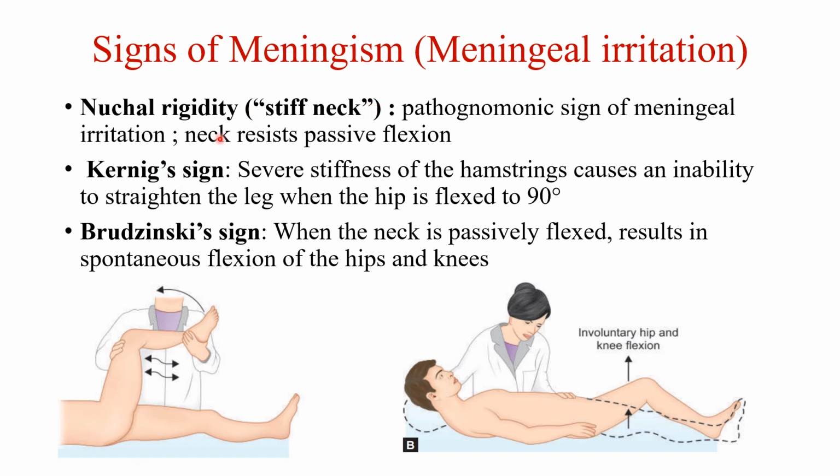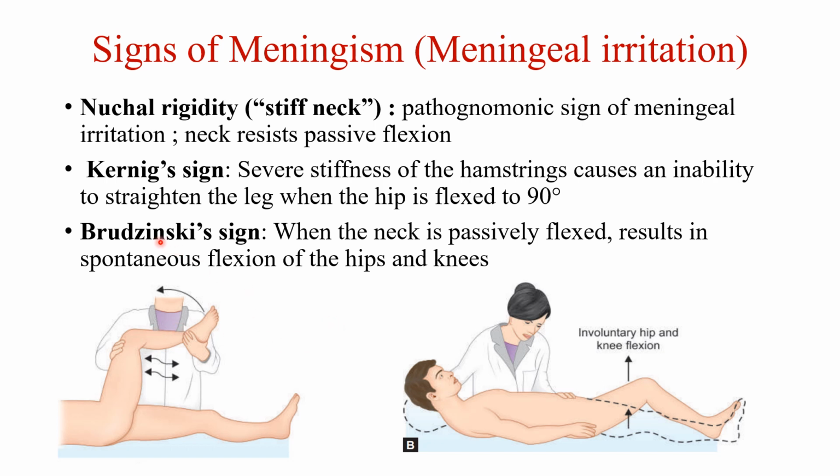Then we have Kernig sign. This Kernig test is not very sensitive to meningitis, and if absent, it does not mean that the patient does not have meningitis. However, if this test is positive, then it is highly specific for meningitis. What happens in Kernig sign is there is a severe stiffness of the hamstrings which causes inability to straighten the leg when the hip is flexed to 90 degrees. So when the hips are flexed to 90 degrees, it causes inability to straighten the leg.